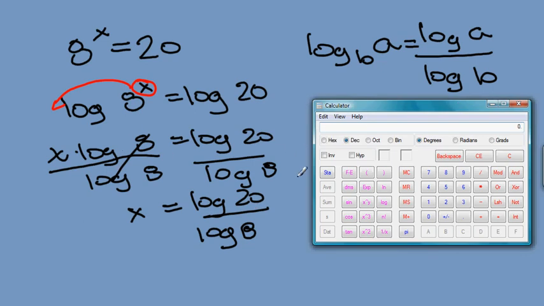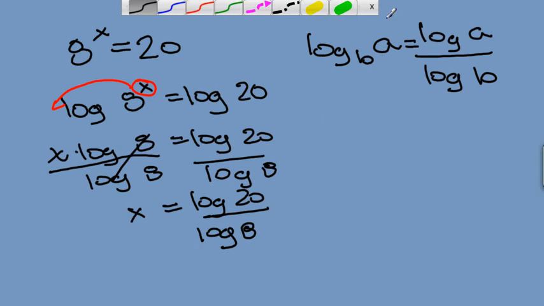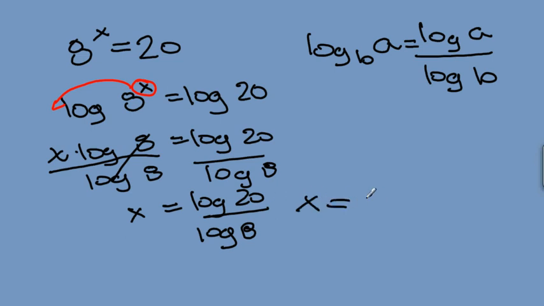Now using a calculator, what we're going to do is we're going to take 20 log divided by 8 log equals 1.44. So now we can say that x equals approximately 1.441.